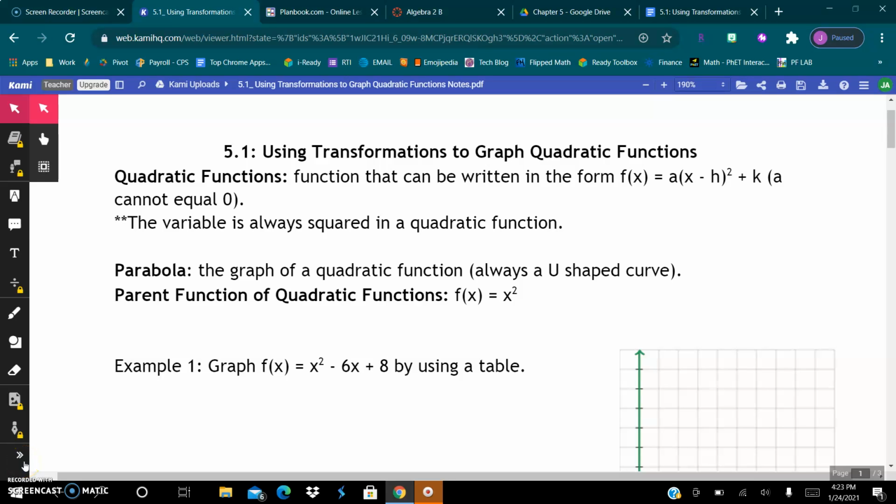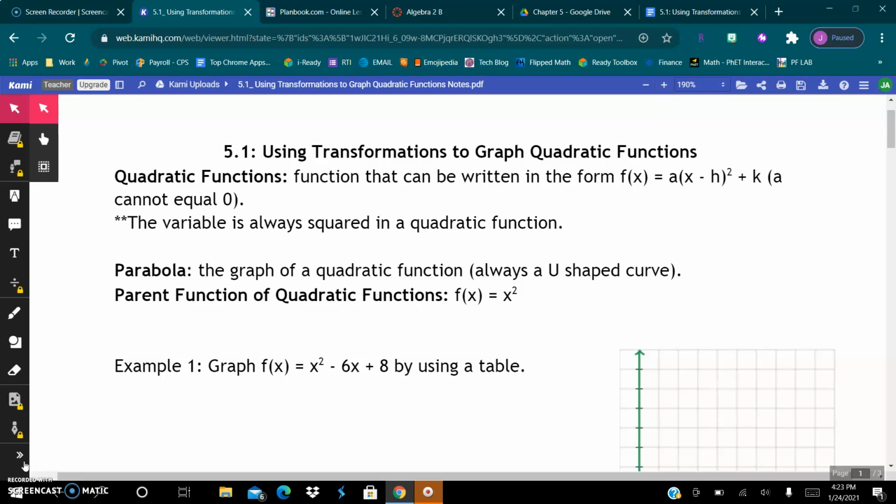Moving into chapter 5, we are going to start looking at quadratic functions. And for section 1, we are going to be transforming them, or looking at different transformations. So a quadratic function is one that can be written in the form of f of x equals a times the quantity of x minus h squared plus k. And you also need to know that a cannot be 0 in this function.